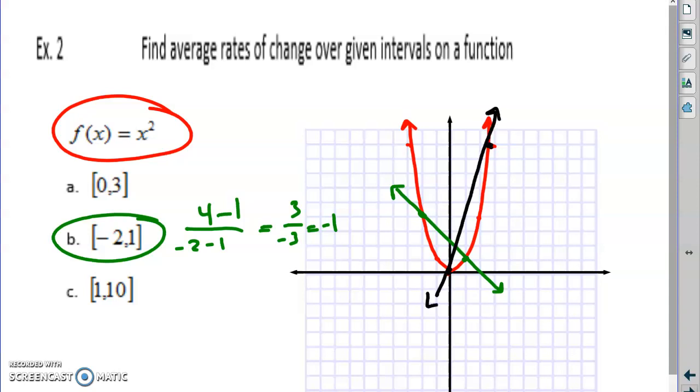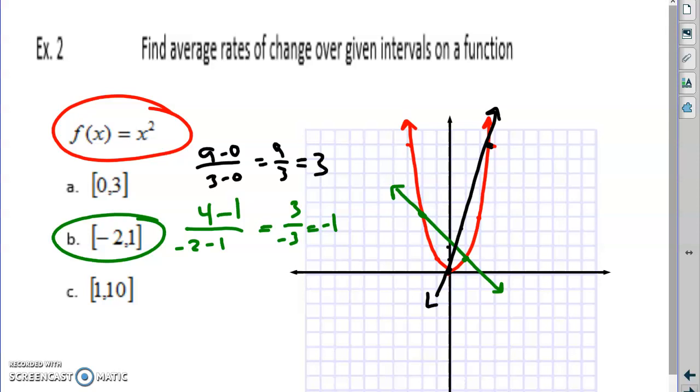And what do we have? Change in y, 9 minus 0 over 3 minus 0. 9 over 3 equals 3. Again, up 3 over 1. Got it. But what about this one?